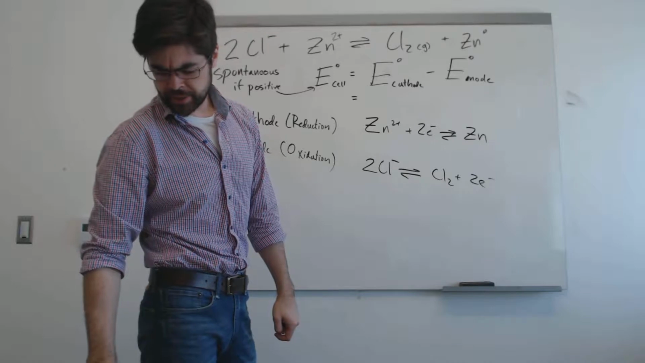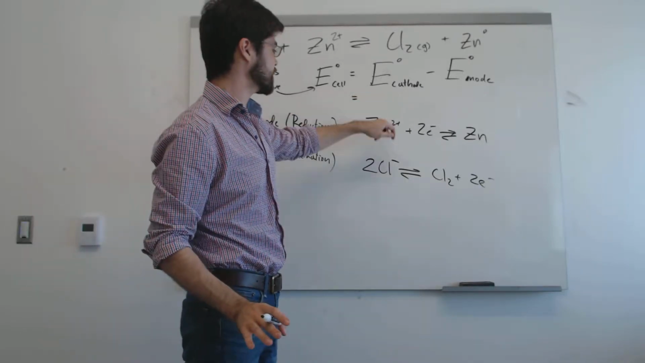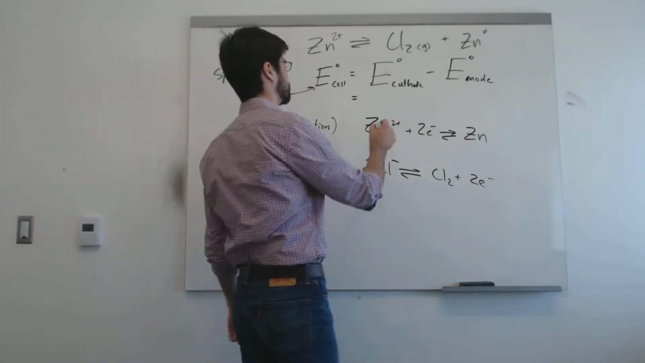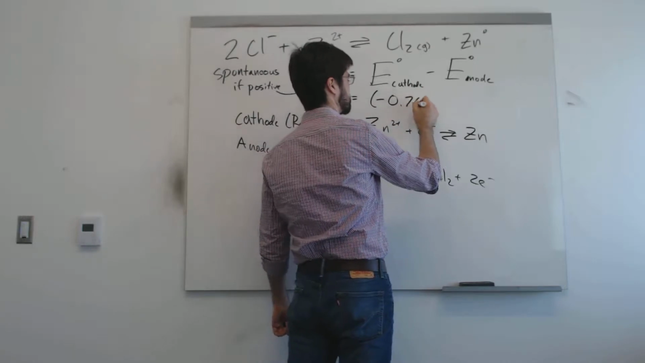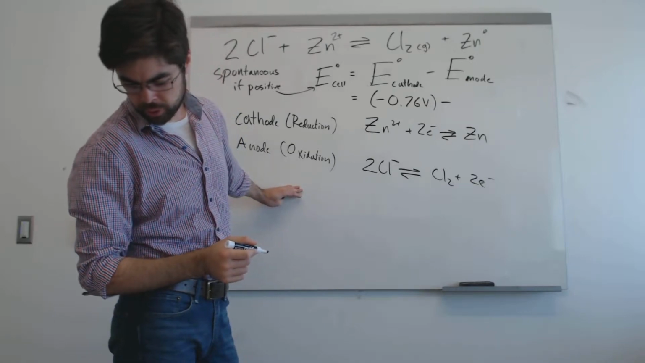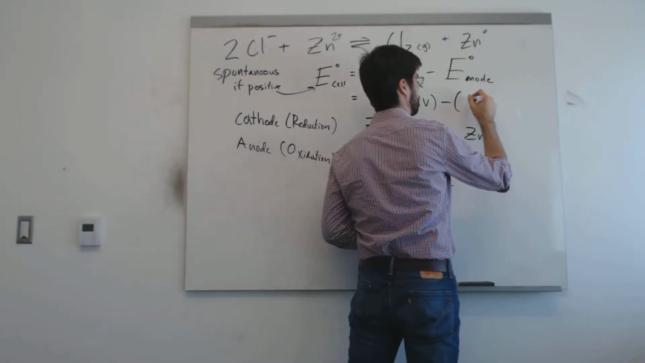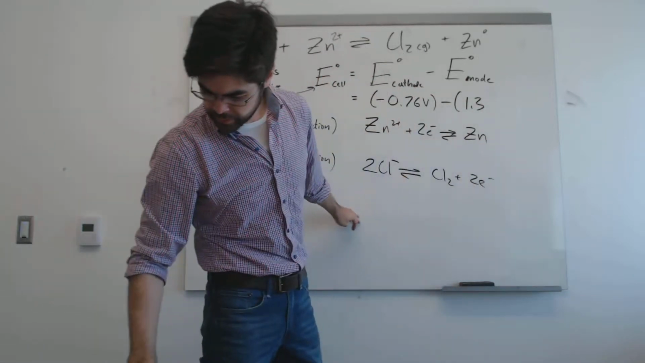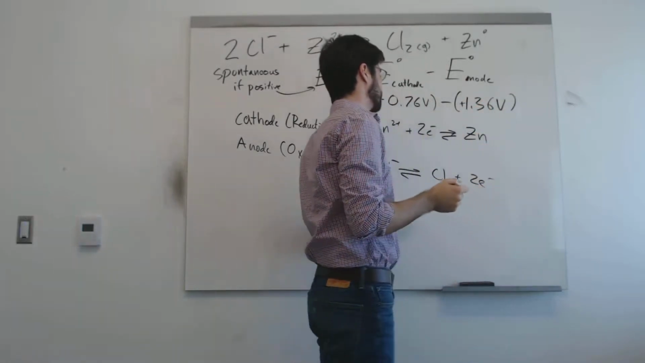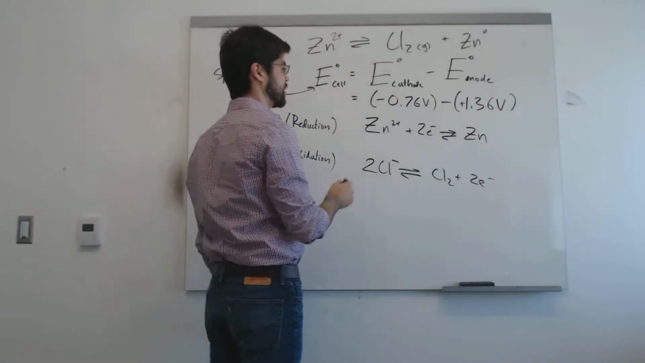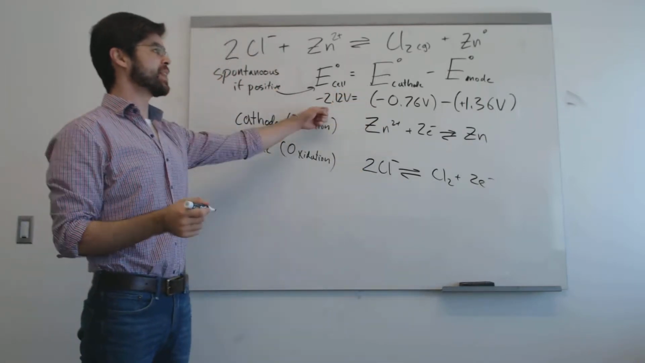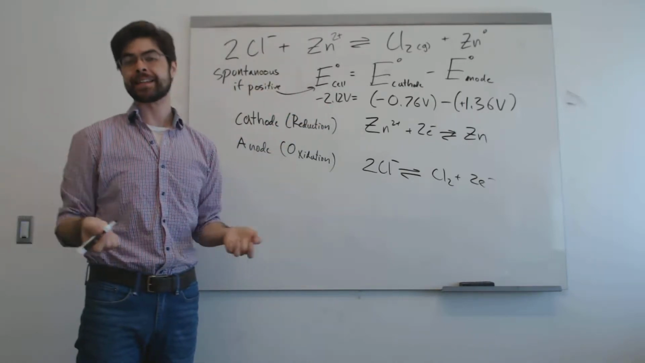So the standard reduction potential for zinc, if zinc is going to be behaving as the cathode, is minus 0.76 volts. And the standard reduction potential for chlorine is 1.36 volts, which is positive. So I predict that my cell potential here is going to be negative 2.12 volts. And that implies that this reaction is not spontaneous.